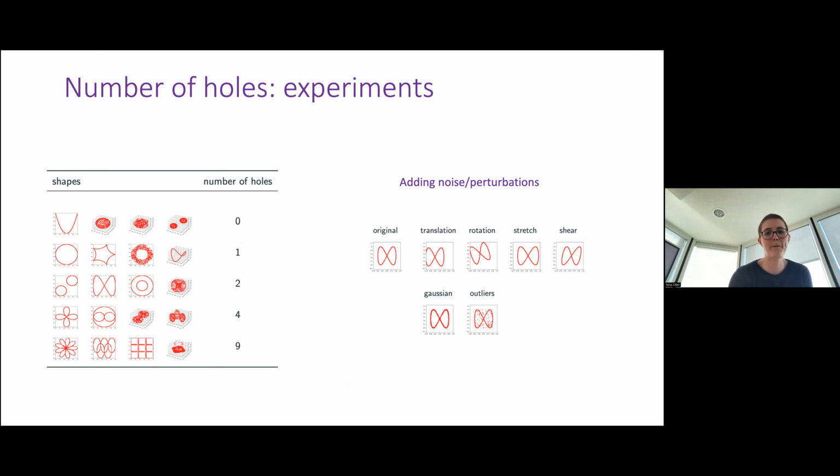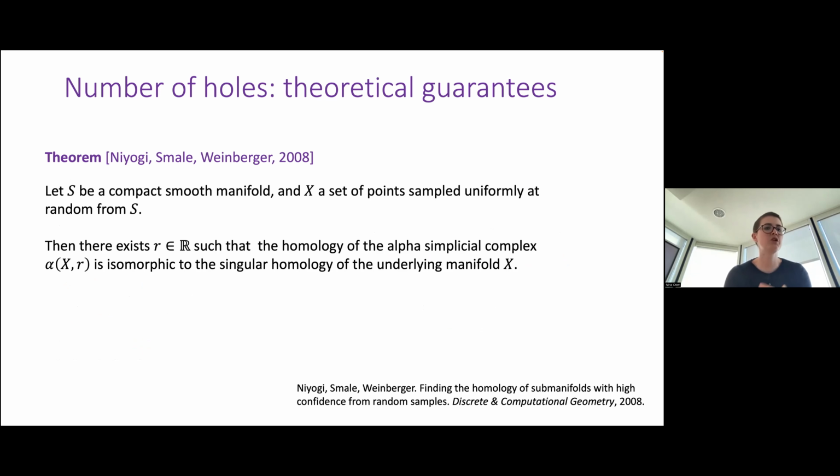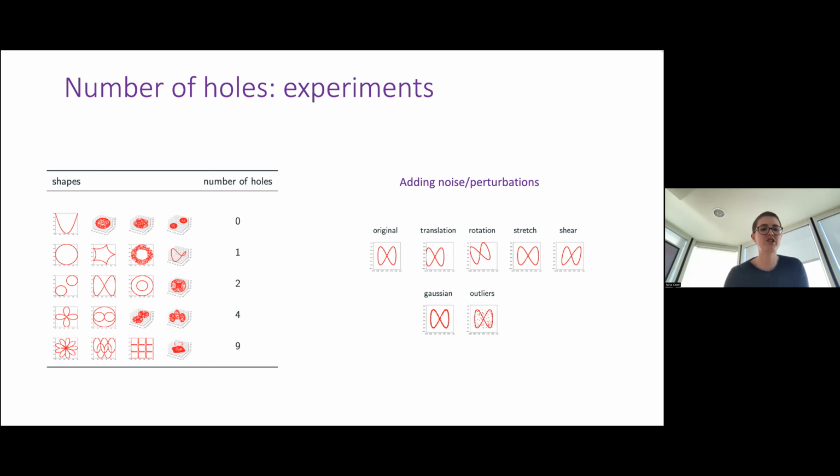While this is well known, to our knowledge there had never been a systematic experimental investigation of whether we can actually do this, what the experimental challenges of doing this with persistent homology are, and whether there might be other methods that can do this better. So we looked at different kinds of shapes in R2 and R3 with different numbers of holes: 0 holes, 1, 2, 4, and 9.